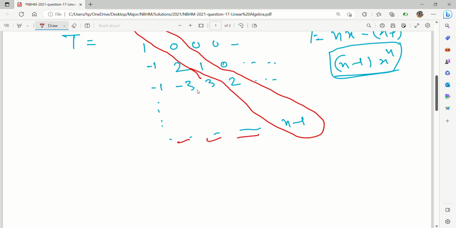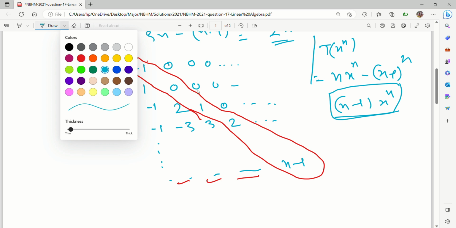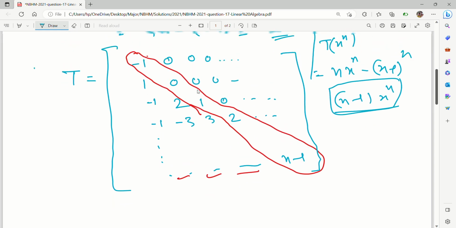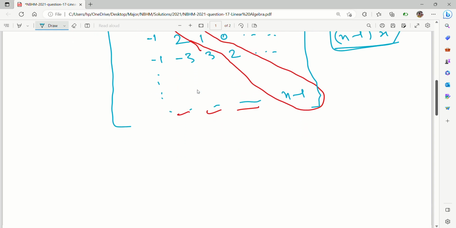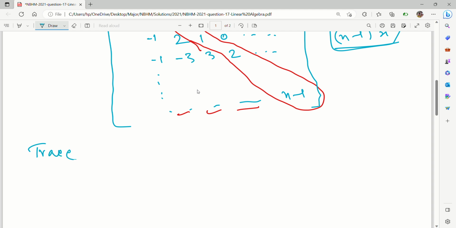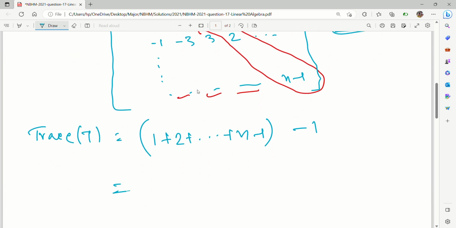So the trace of the matrix T is equal to 1 plus 2 plus up to n minus 1, and there is a minus 1 term in the first row and first column, right? Okay, so this gives rise to (n minus 1) times n divided by 2, minus 1.